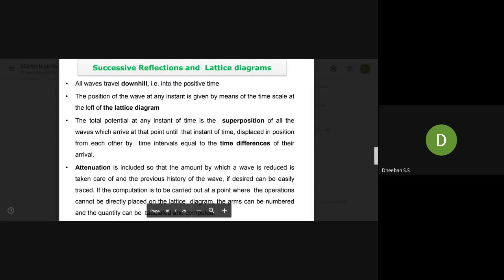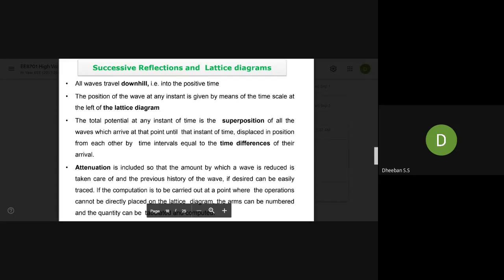So how do those waves travel? Those waves travel downhill, and downhill is nothing but the lower potential. Here it represents the lower potential. The position of the wave at any instant is given by means of the time scale at the left of the lattice diagram. The lattice diagram will be covered again afterwards.